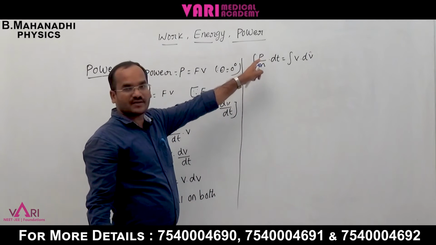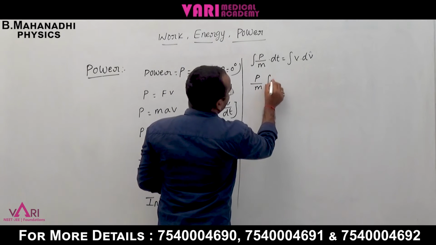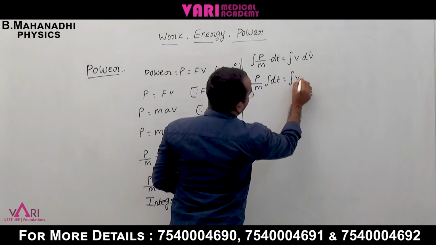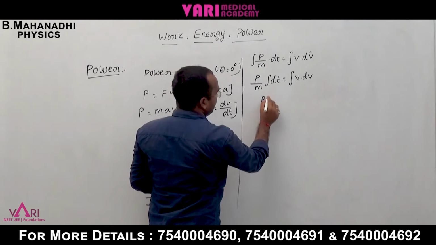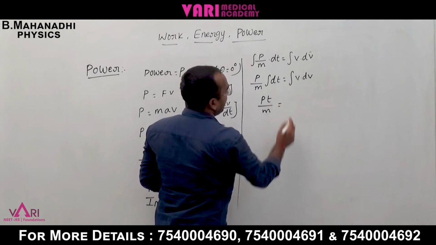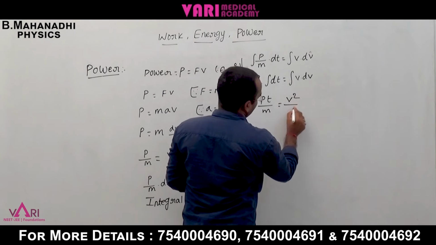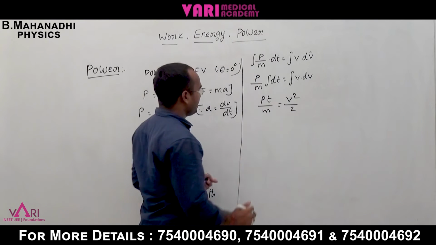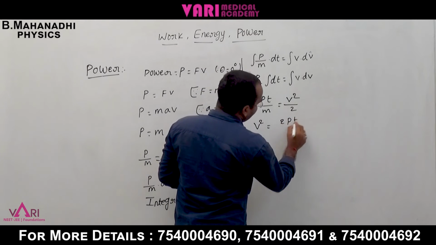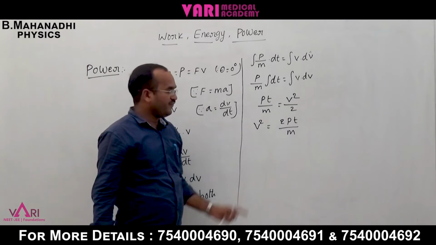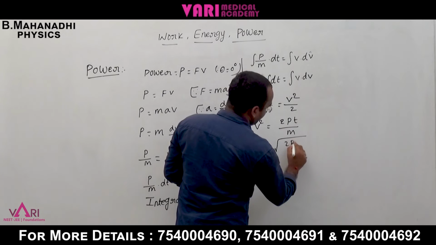Now p by m is a constant, so it is outside. Integral of dt is equal to integral of v into dv. Integral of dt is t, so pt by m is equal to integral of v dv, which is v square by 2. Now this 2 comes to the left side, so v square is equal to 2pt by m. Now v is equal to root of 2pt by m.